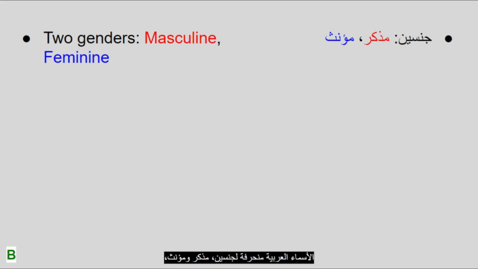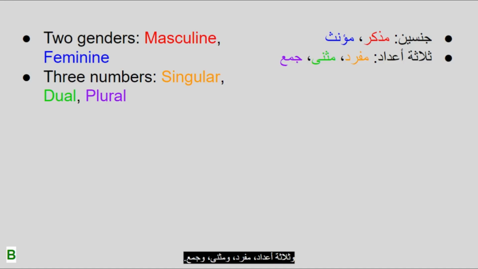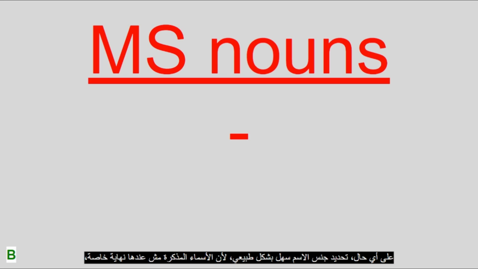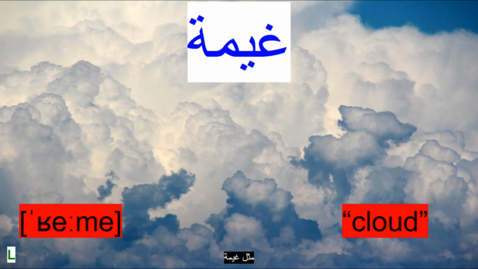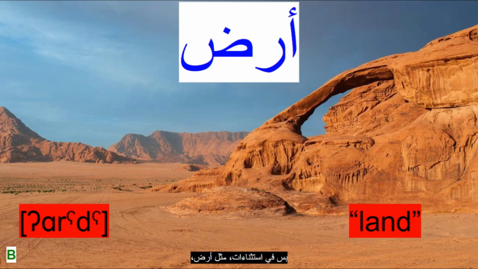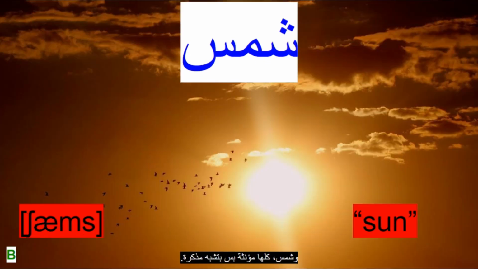Arabic nouns are inflected for two genders, masculine and feminine, and three numbers, singular, dual, and plural. The dual number refers to when there's exactly two of something. Anyway, telling a noun's gender in Arabic is pretty easy for the most part, as masculine nouns don't have a special ending like jamil and timsah. And feminine nouns end with ta marbuta like gheme and mahatta. There are exceptions though, like arad, kharab, and shams, which are all feminine but look masculine.